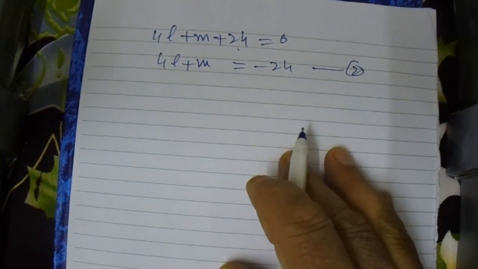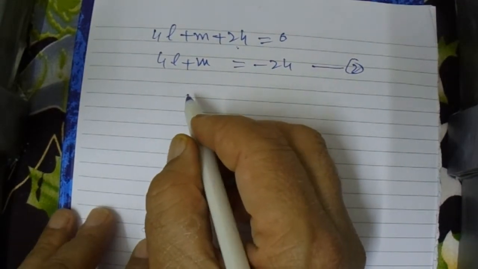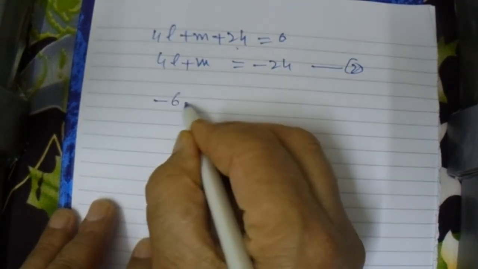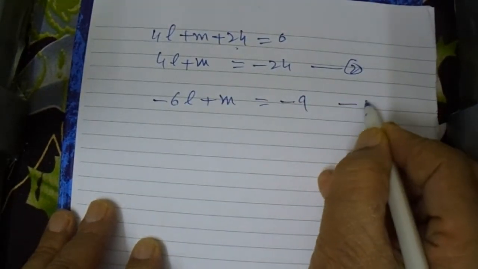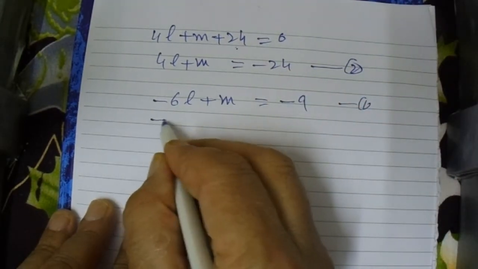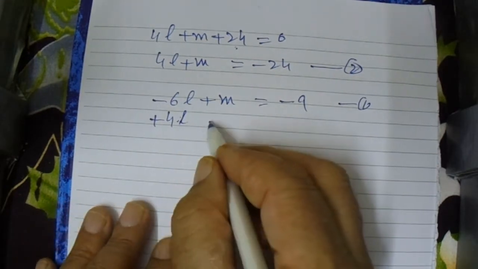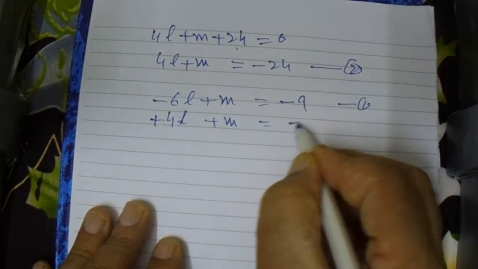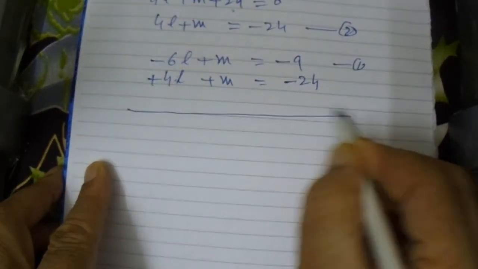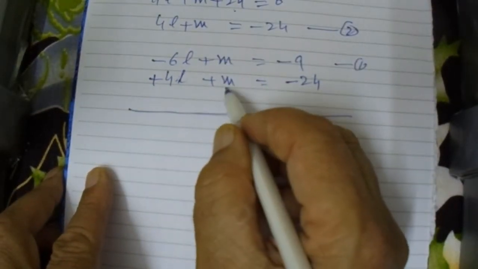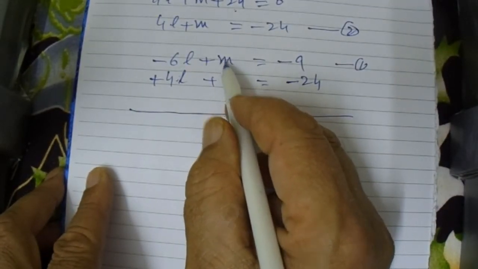Now we write first and second equation altogether. The first equation is minus 6l plus m is equal to minus 9. This is our first. And we write the second, 4l plus m is equal to minus 24. Now this is our first, this is our second. Now this is the easiest way to eliminate this m.